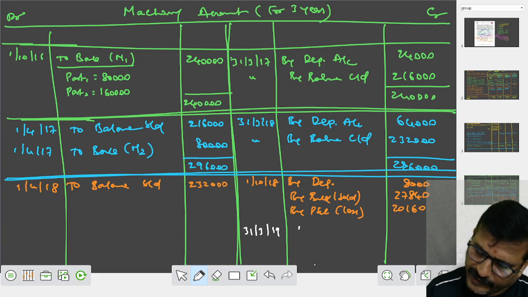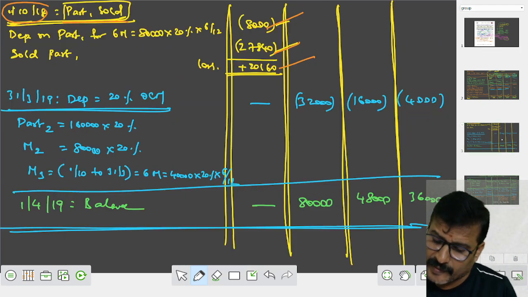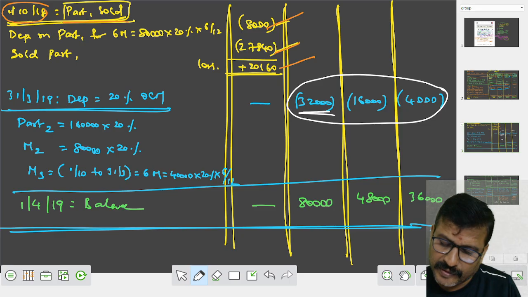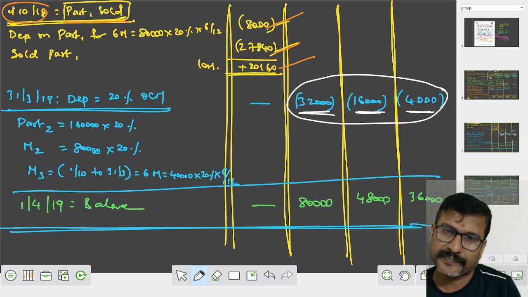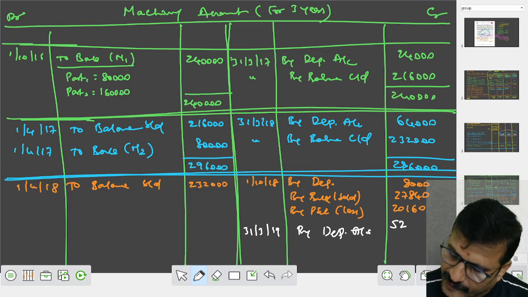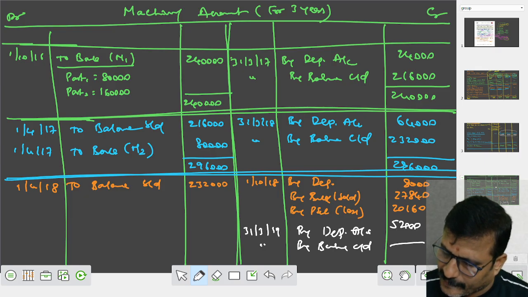Now, at the end of the year, 31st March 19, we have to calculate by depreciation account. See, what was the depreciation? Add all these numbers, 32, 16 and 4. Is it 52,000? You write that 52,000. Date, by balance carried on.